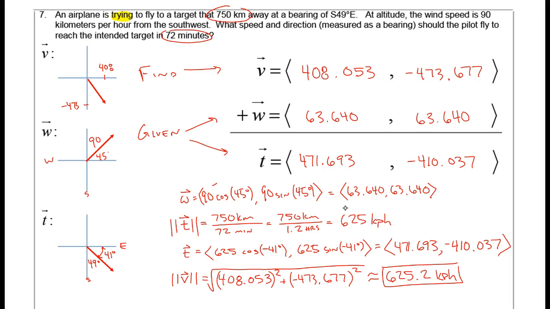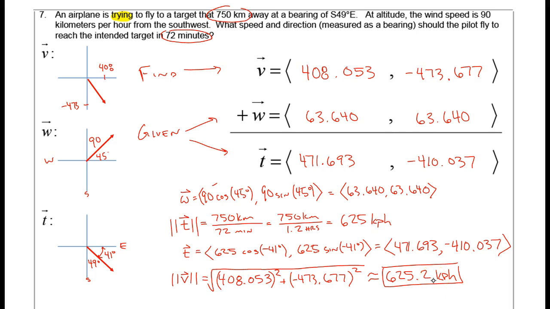And if you take a look at why we actually have to fly faster, well, the wind is pushing against us. If we're trying to get this direction and the wind is pushing this direction, that means we have to fly faster in this direction to reach our intended target. Now, the magnitude of the wind, 90 kilometers per hour, is so much smaller than our 625 kilometers per hour, that we don't have to adjust that much. But we do have to adjust the angle.